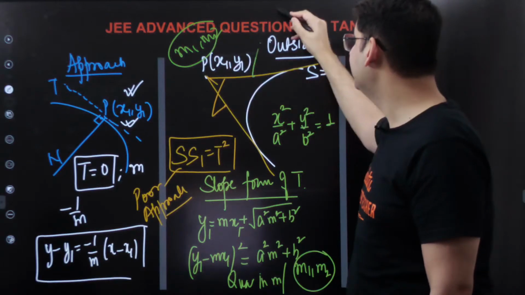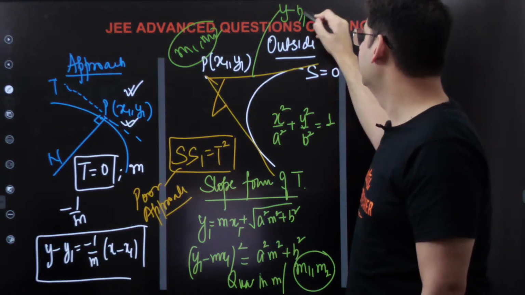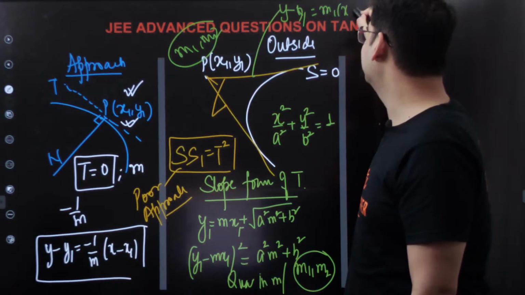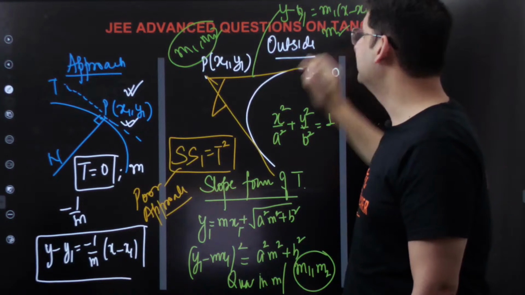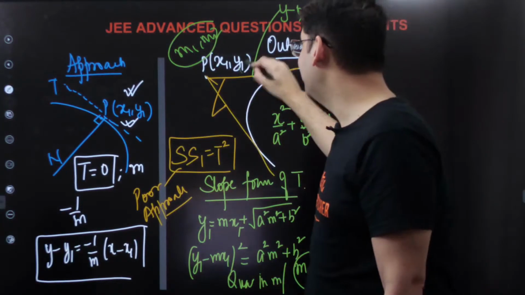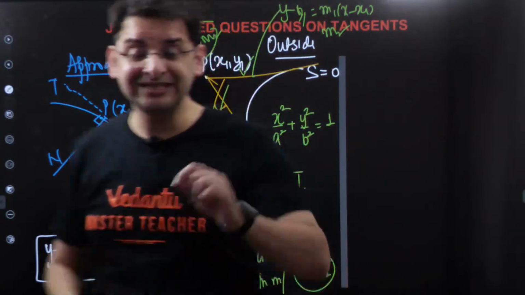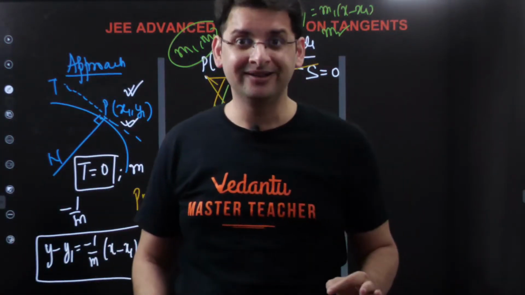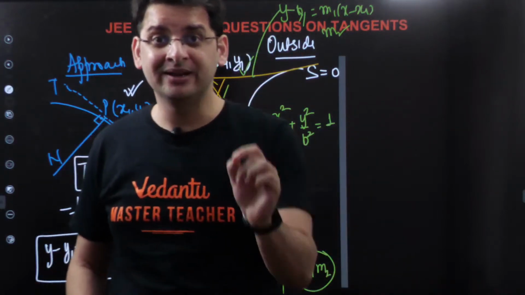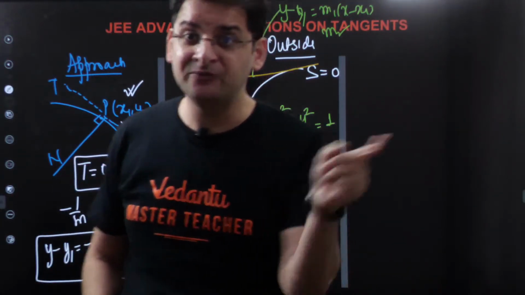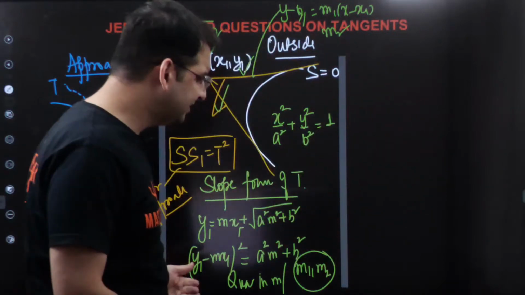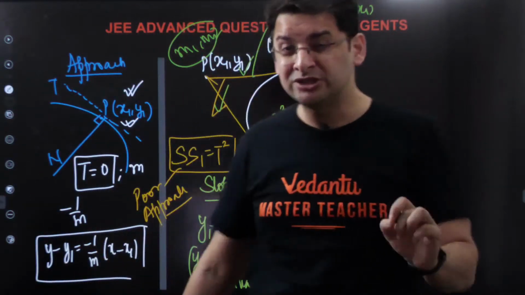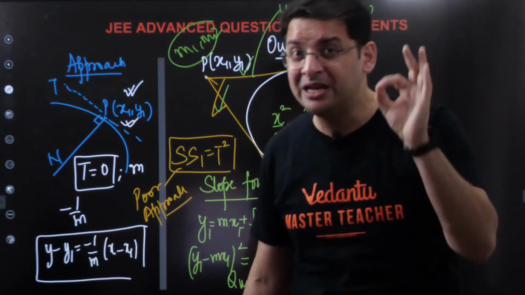Y minus y1 is m1 times x minus x1 and m2 times x minus x1, and we are done. We have been able to find the two slopes. So this is the approach that needs to come to your mind very quickly. You don't have to spend even a fraction of a second on the approach. Of course, the calculation is going to take time, but the approach should come to your mind very, very quickly.